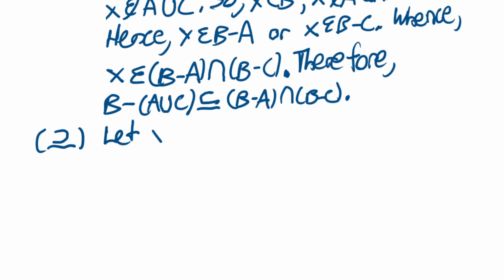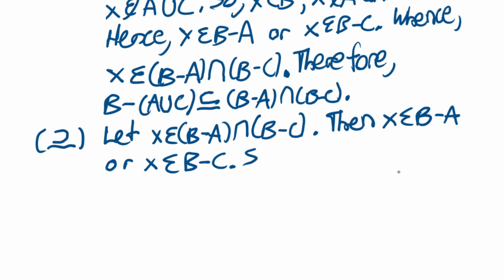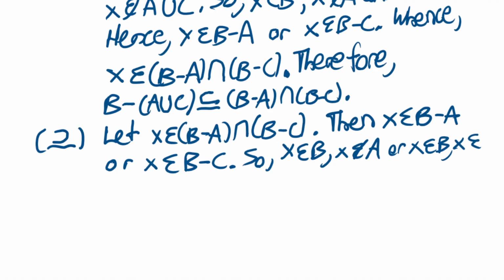So let's let X be an element of the difference of B minus A intersection the difference of B minus C. So then X is an element of B minus A or X is an element of B minus C. So X is an element of B, X is not an element of A, or X is an element of B, X is an element of C. Yeah, we don't need to include B again.